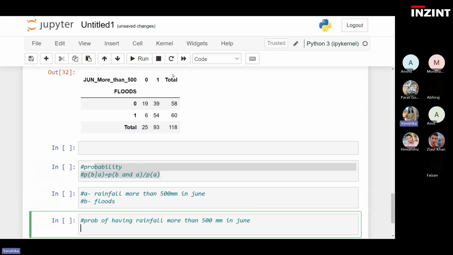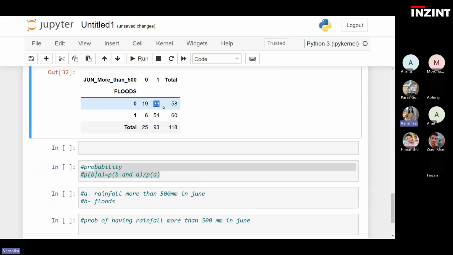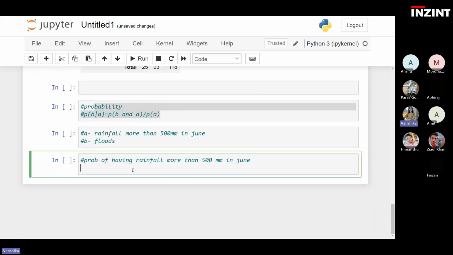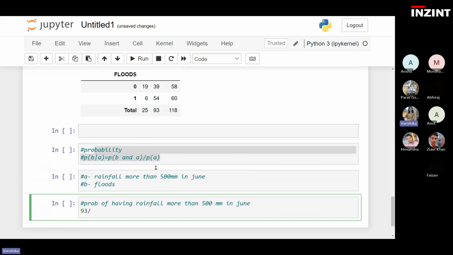Can you look at this data and tell me? 93, right? There were 13 cases जिसमें rainfall हुई, floods नहीं हुई. There were 54 cases जिसमें rainfall भी थी, flood भी थे, and total there are 93 such cases. Got it? So what you guys can do, you can directly calculate the probability that 93 are my cases of having a rainfall more than 500 millimeter.